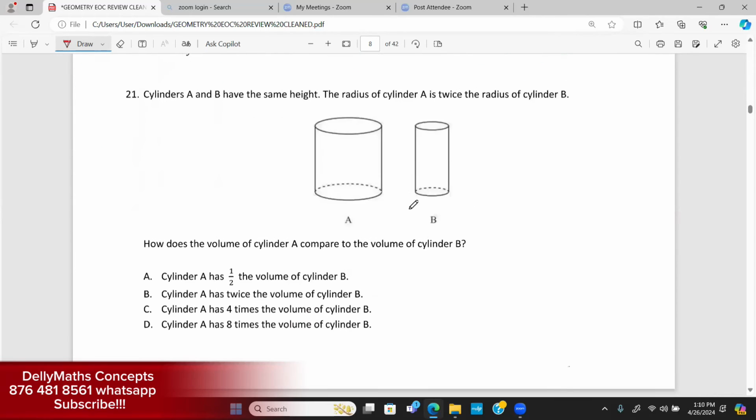Let's look at 21. 21 says cylinder A and B have the same height. Okay. The radius of cylinder A is twice the radius of cylinder B. All right, no problem. How does the volume of cylinder A compare to the volume of cylinder B? All right. So let's take a look at this idea.